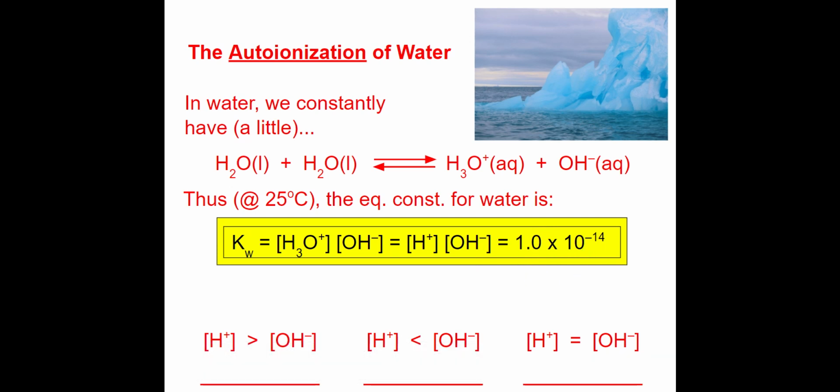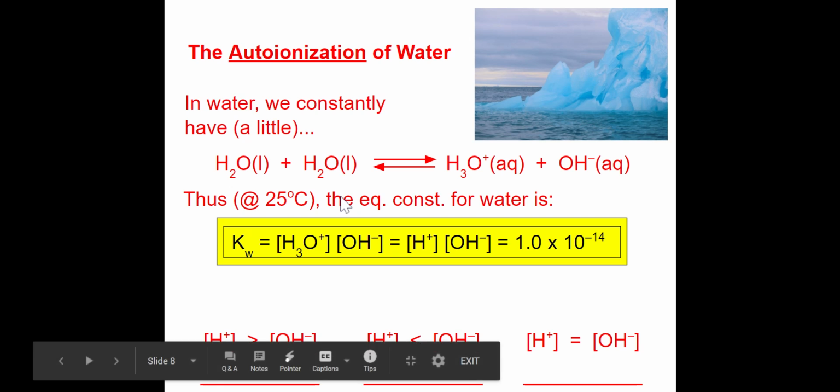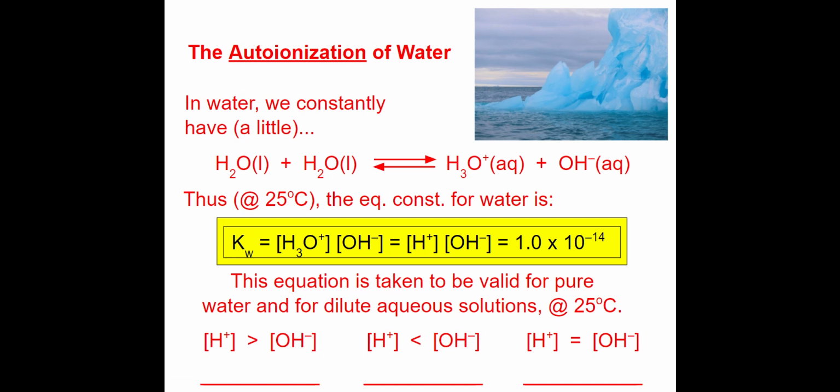So the Kw for water, just like the Kc, Ksp, Kp, is just the equilibrium constant for water, which is 1 to the negative 14th. Notice it is telling you at 25 degrees Celsius, because if we change the temperature, the K value will change. This is valid for pure water and for dilute solutions at 25 degrees Celsius. So if the hydrogen concentration is greater than the hydroxide concentration, the substance is considered an acid. If the hydrogen concentration is less than the hydroxide concentration, the substance is considered a base. And if they are equal, then it's considered to be neutral.